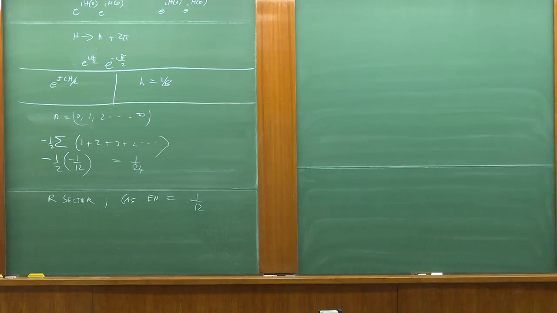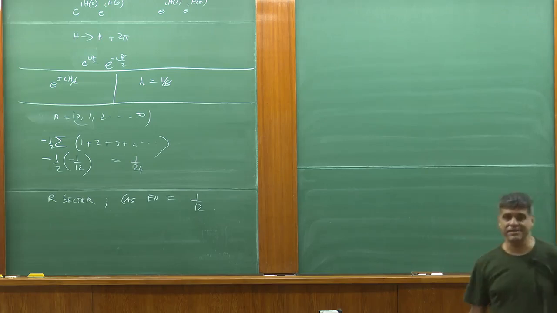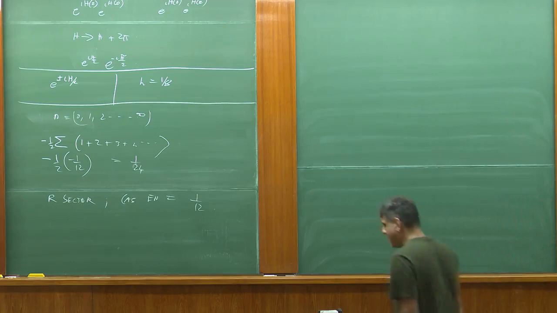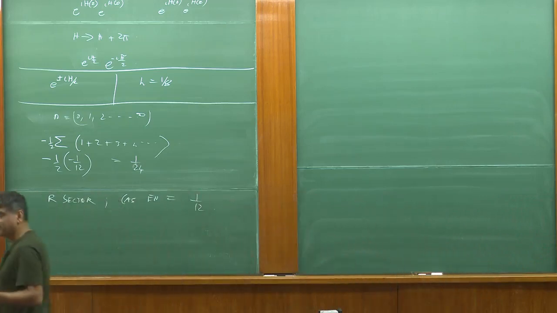Great. Now what we wanted to do is to use this to find the dimension of the Ramond sector ground state vertex operator. But you remember that in the bosonic theory, yes, half, because h bar omega by 2 is the formula. And with a minus, because it's fermions.